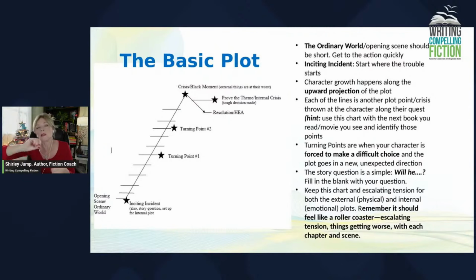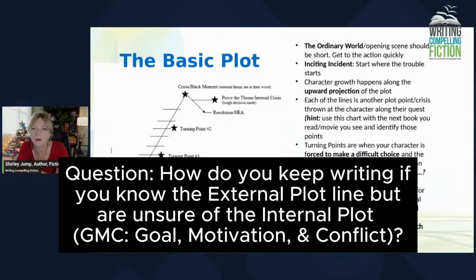Their internal plot line is running very similar to the external plot line, not necessarily at the same pace, because people sometimes have growth after going through events in life. They're going to run at a tension-filled pace. If you're discovery writing, even if you know quite a lot of the external, how do you keep writing when you're unsure of the internal GMC?